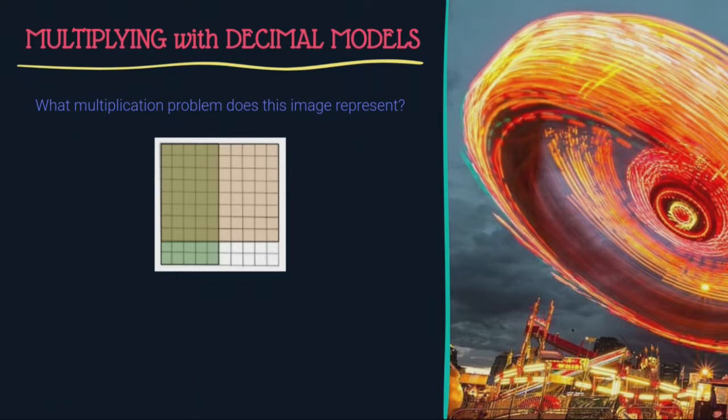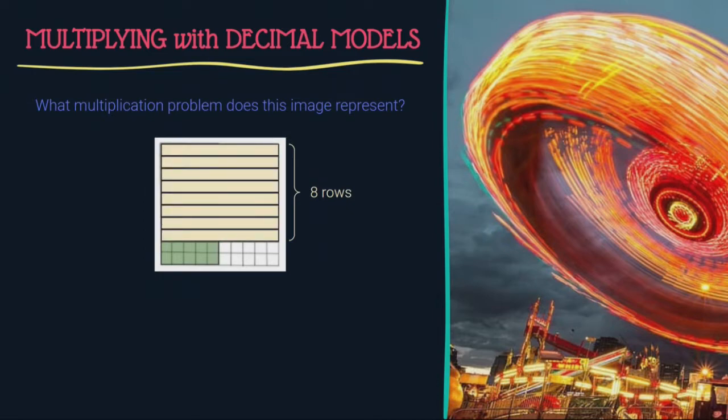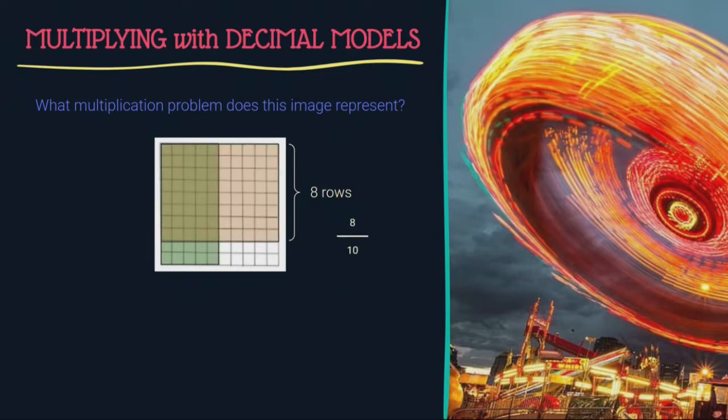So here's a hundreds grid, and it looks to me that we have some rows shaded one color and some columns shaded another color. Well, we have 8 rows. I've brought them forward, taken all the grids out so we can clearly see that that is 8 rows that have been shaded that beige color. As a fraction, that's 8 rows out of 10. I think that's pretty easy to see.